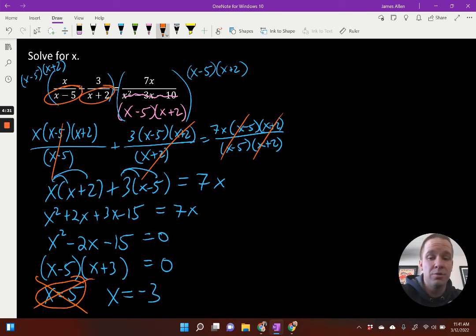It is an extraneous solution. But if I plug negative 3 in, I'm going to get negative 8. I'll get negative 1. We're going to be all good with the 3.